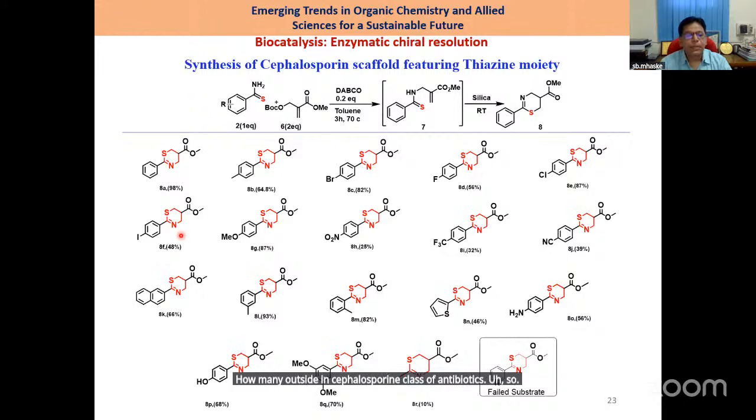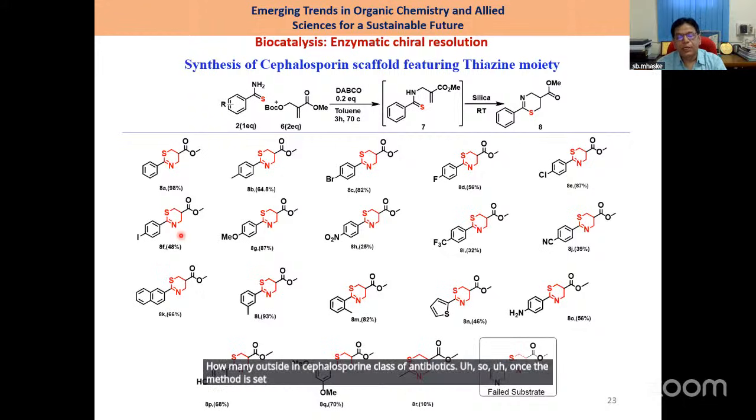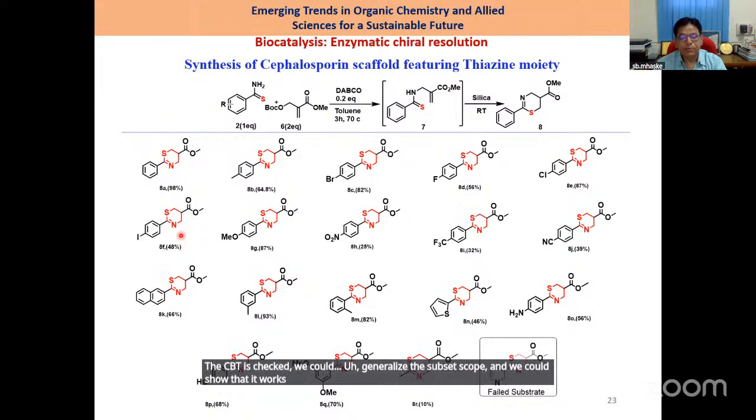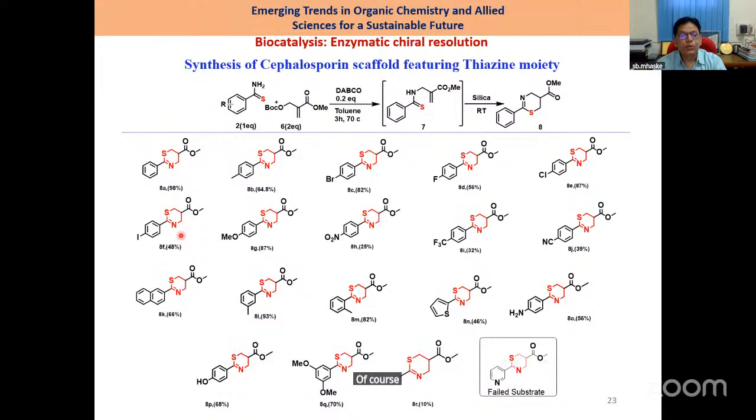Once the method is set, the characterization is done, and reproducibility is checked, we could generalize the substrate scope, and we could show that it works with different types of substrates. Of course, when we do this reaction, it's not that it works with all the substrates. So you can see here we have taken a pyridine substrate, and that didn't work well in this case.